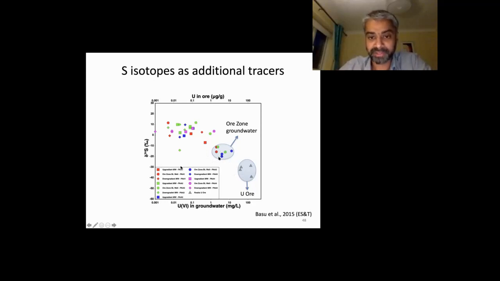So all the ore zone wells plot together, and this is from an unmined area. For all the mined area, high uranium, they plot together. If you look at all other samples, there is about 20 per mil variation between these two. So we can look at the sulfur isotope signature of the ore zone groundwater. That should tell us if it's just moving without any reduction reaction in terms of sulfur, or if it's changing. If its value is going up, further sulfur reduction is happening.